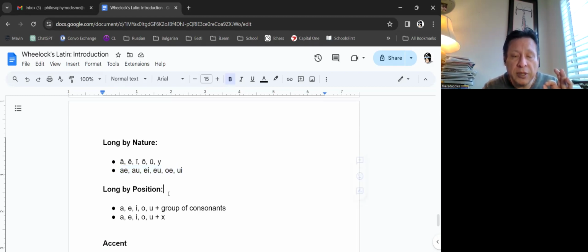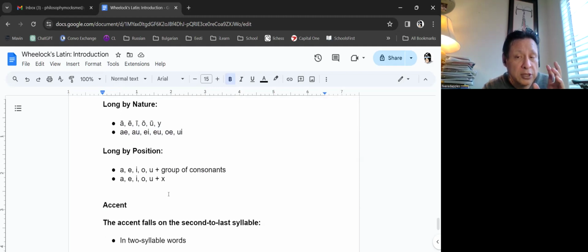Long by position takes a little bit more looking into, studying. If you have a regular short vowel, but it's followed by a group of two or more consonants, that vowel is long by position. You will say it with more air coming out as if it were a long by nature vowel, as if it had a macron, let's say, right? So if you see, for example, this A, it doesn't mean it's pronounced with the short sound. It could be the long pronunciation because it might be long by position.